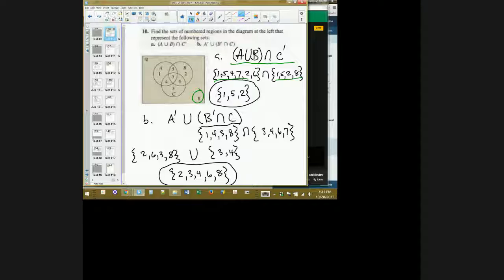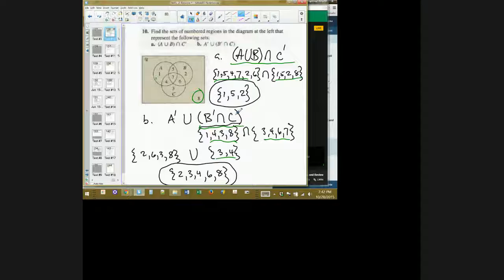All right. Part B, A complement, union, the parentheses, B complement intersect C. So let's do the parentheses first. What's B complement? Everything outside of circle B: 1, 4, 3, 8. Okay, intersect that with C. What's in set C? 3, 4, 6, 7. What's in common between those two? 3 and 4.